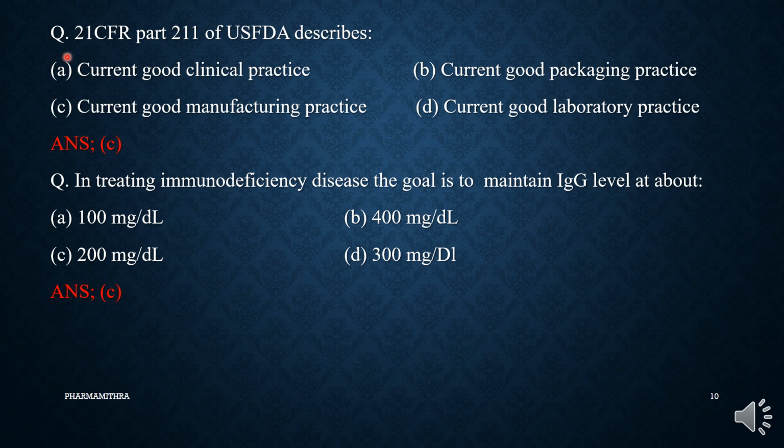Next question, 21 CFR part 211 of USFDA describes... This is related to the current good manufacturing practice we are studying. So this 21 CFR part 211 is related to the current good manufacturing practice or CGMP. Next question, in treating the immunodeficiency disease, the goal is to maintain IgG level at above... The IgG level of about 200 mg per deciliter is the correct level for IgG, whereas for IgM and IgA, it should be less than 20 mg per deciliter.